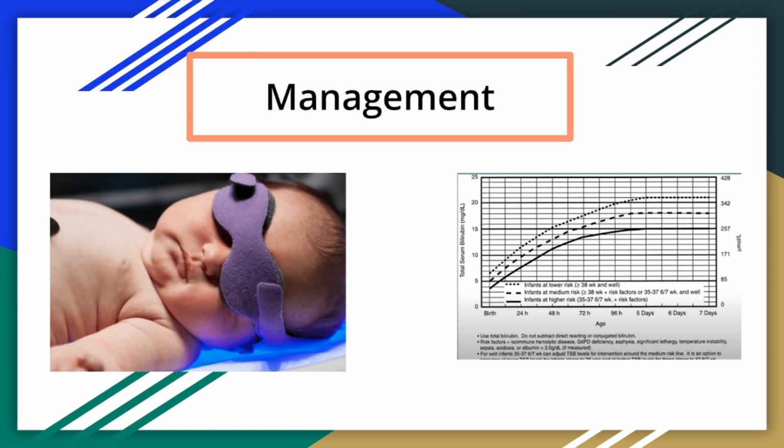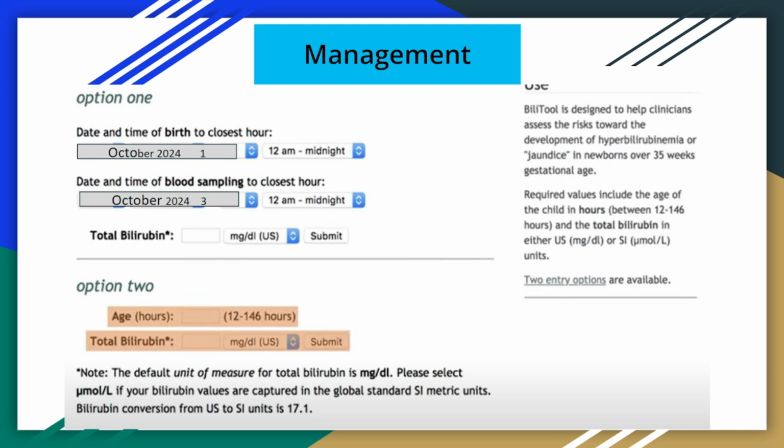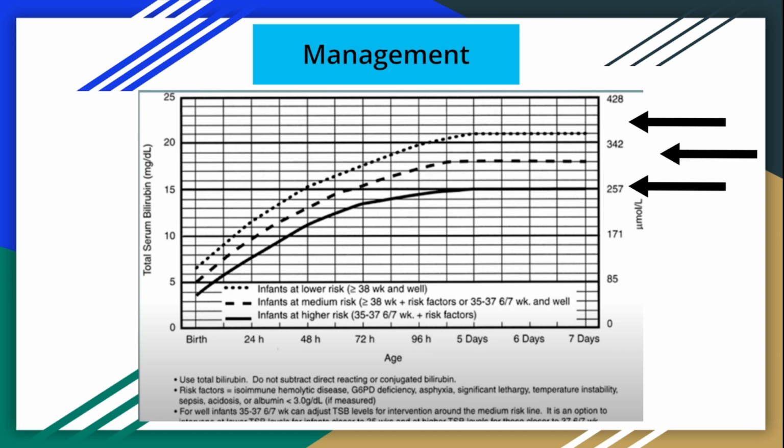Management. The AAP nomogram, which can be downloaded from the primary literature, defines treatment thresholds for hyperbilirubinemia in infants born at gestational age greater than or equal to 35 weeks. Enter the total serum bilirubin level and the age in hours at which it was assessed, and the nomogram will give you the bilirubin threshold at which to initiate phototherapy. There are three curves, or three different thresholds at which to initiate, designated low risk, medium risk, and high risk.